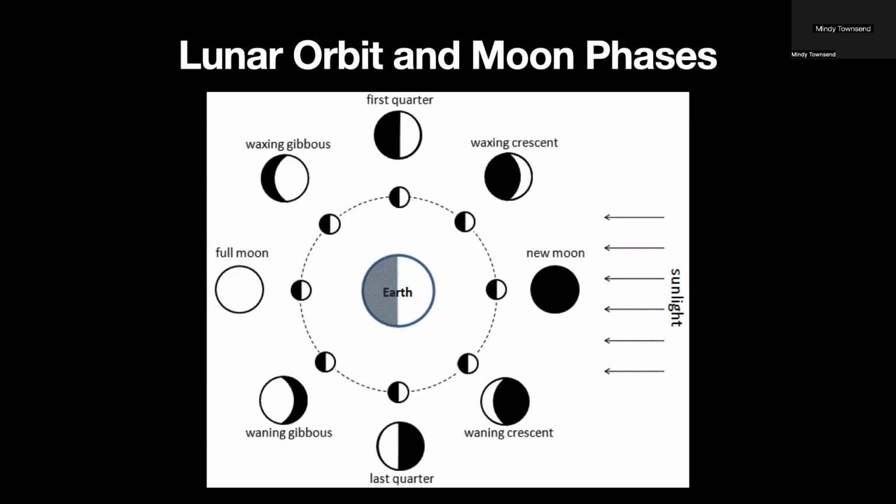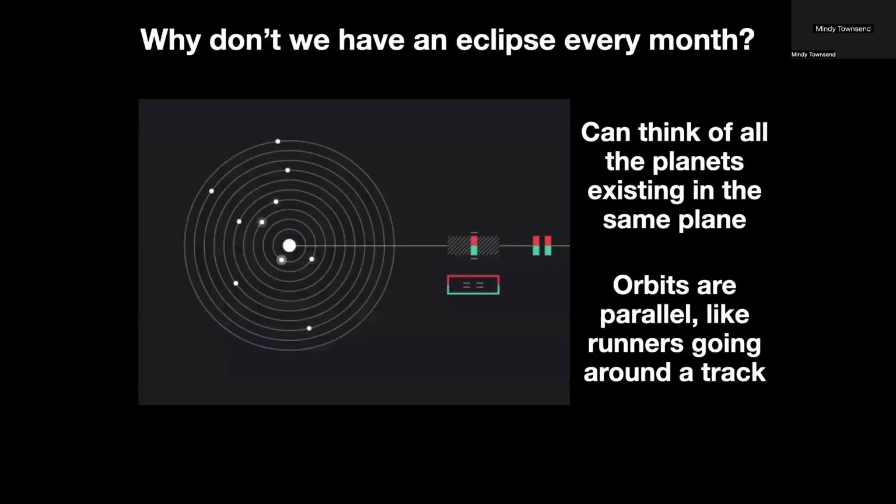So it might be at this point that you would wonder why we don't get a lunar and a solar eclipse every month, right? We get a new moon and a full moon every month, but we don't get eclipses every month. So really, why is that?